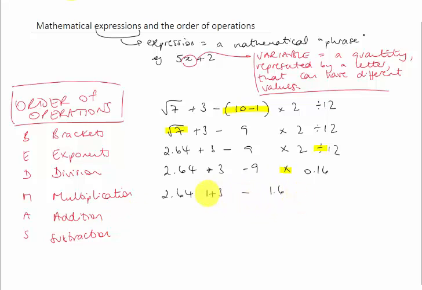Can you see any addition? Here we go. So that's 5.64 minus 1.6. And then finally subtraction. There it is. So that leaves us with 4.04. And that is the correct order in which to do these things to simplify an expression. And these rules still apply when we're going to be dealing with equations a bit later on.